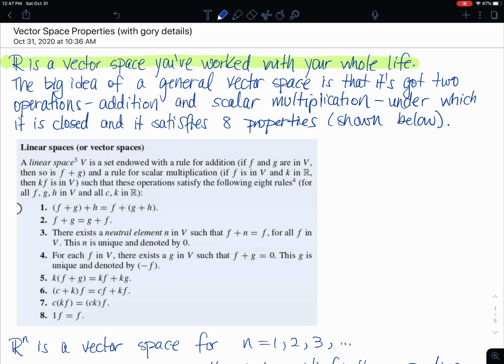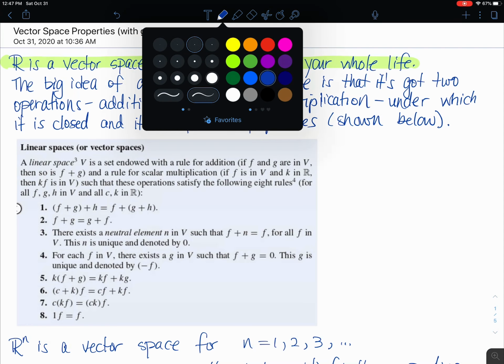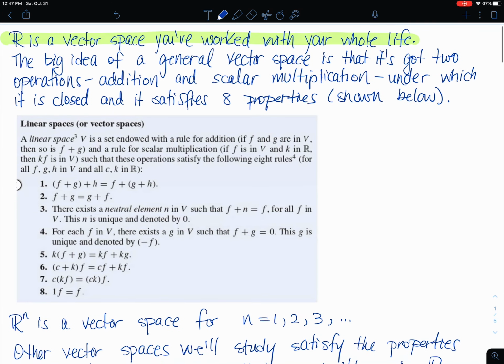So the big idea is that a general vector space has two operations, addition and scalar multiplication. And for those two operations, it is closed. Okay, and we'll talk about that again in gory detail. And then it satisfies these 8 properties that we've talked about already.